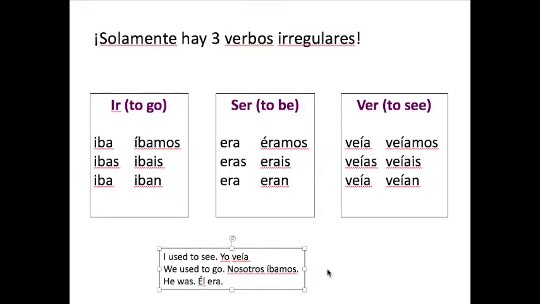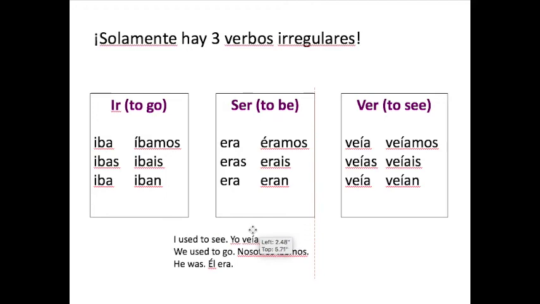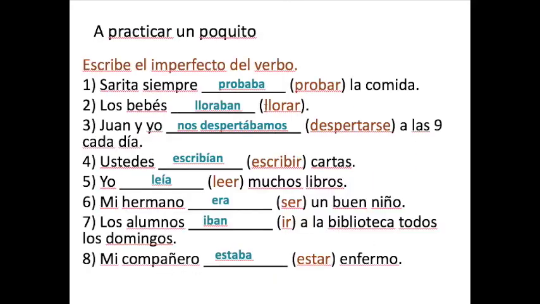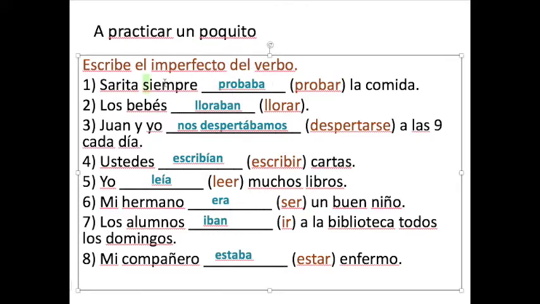And then always, just like when we had preterite, we have certain words that are going to kind of distinguish whether or not we're going to use the imperfect or the preterite, right? So I'm going to put that in bold because that's always, right? Always. This is going just swimmingly. Sorry, everyone. Okay. Siempre, always, probaba la comida. We have Sarita, which is she, so we're going to use probaba. She always used to try food.